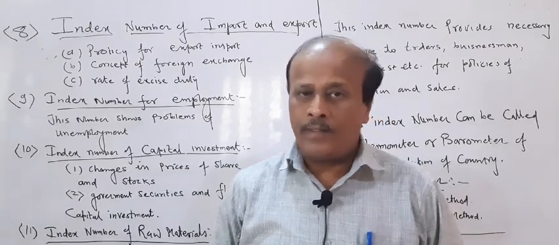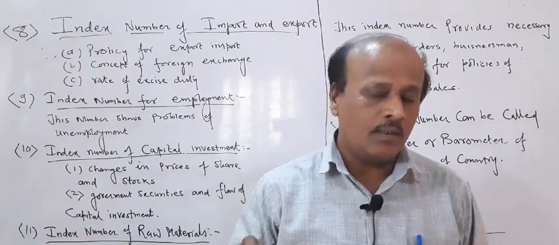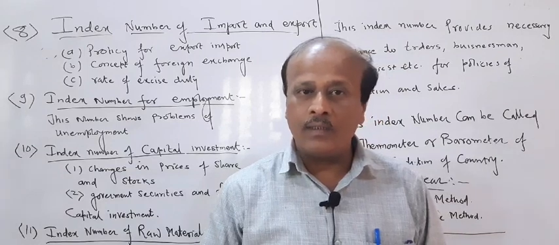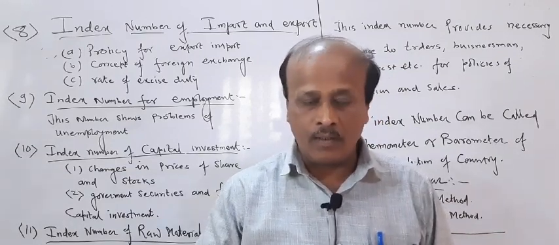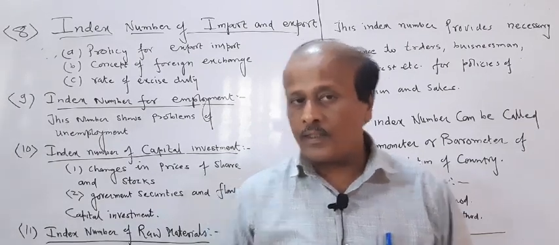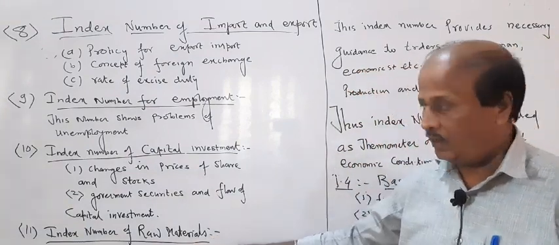a diamond. Diamond is not produced in Surat city, but Surat city is known for diamonds. Why? Because there the raw materials are used and converted into proper jewelry type of diamond. So the knowledge of a raw material can be obtained by the index number of raw materials.